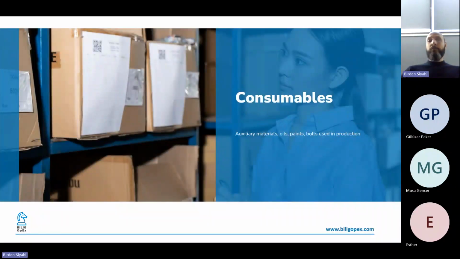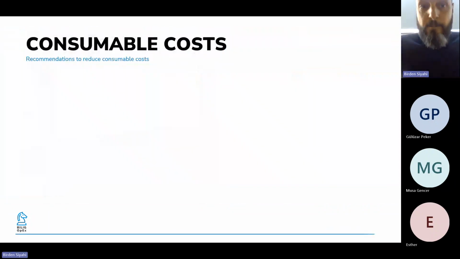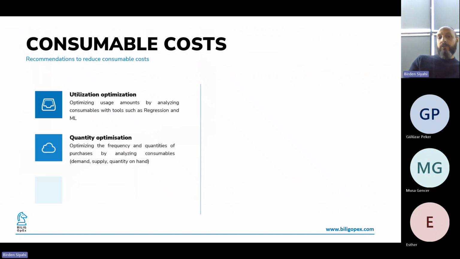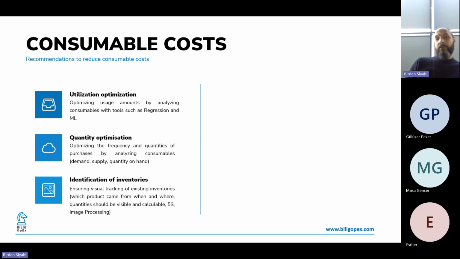Consumables, actually all the materials that you use in the assembly line, or oils, paints, bolts, whatever you are using as consumables, are also some part of cost. To decrease the consumable cost, you can use regression methods or machine learning methods, so you can optimize the use of those consumables. And also by using those activities, you can optimize the quantity of those consumables, so you don't have to keep a lot of inventories of your consumables.